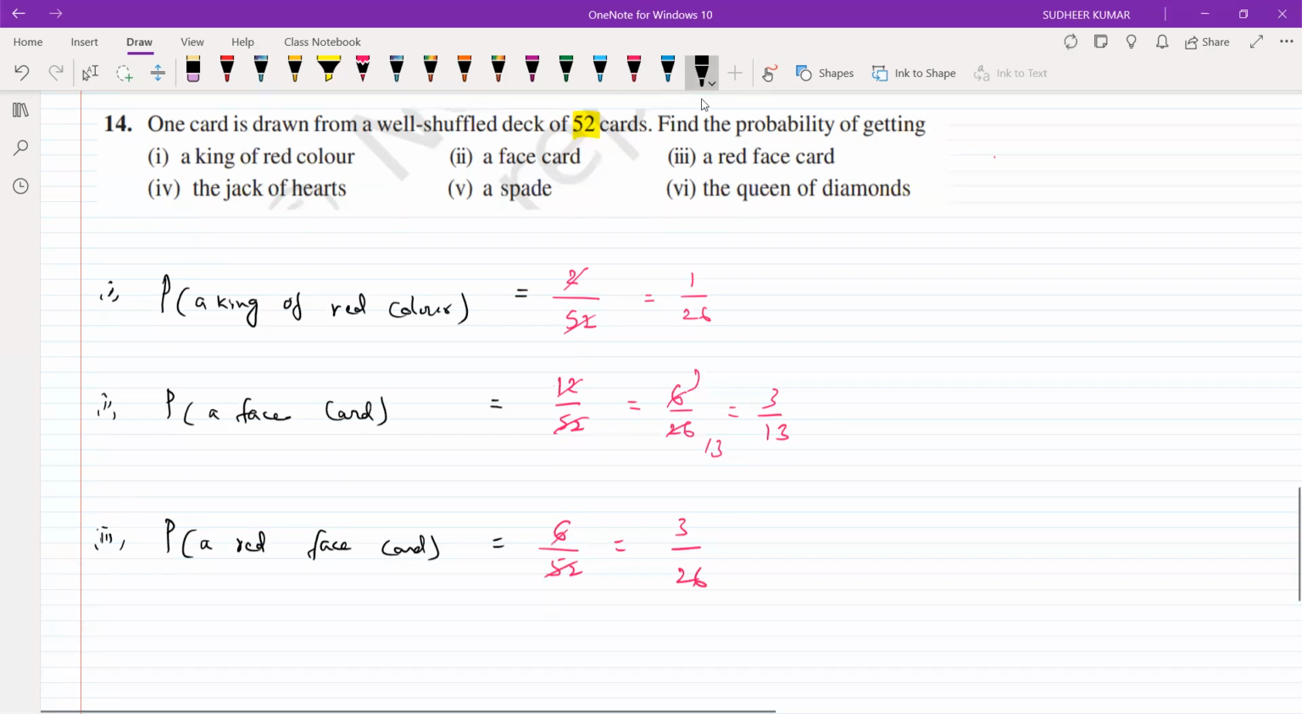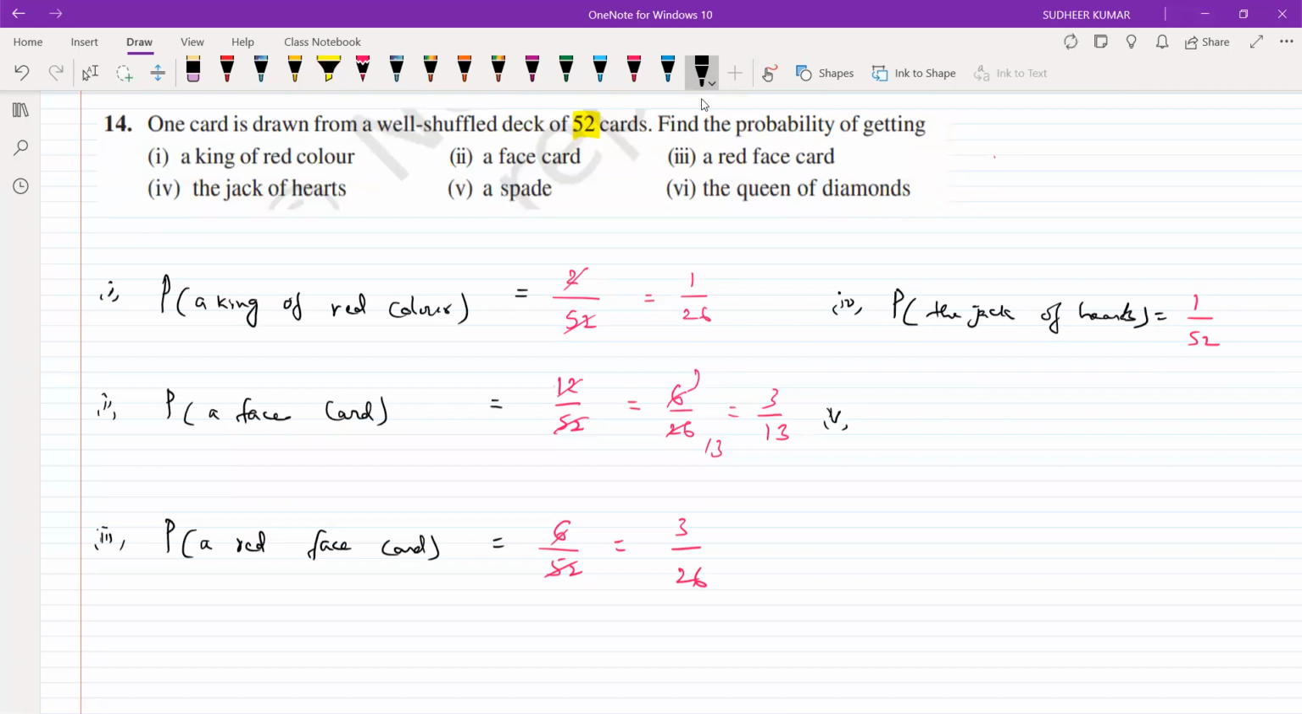And go to the next one. So the fourth one is probability of getting the jack of hearts. 1 by 52. Probability of the jack of hearts, 1 by 52. How many jack of hearts are there? Only one. Then you have to write number of jack of hearts is 1. So the probability of getting the jack of hearts is 1 by 52. Then go to the next one, fifth one.